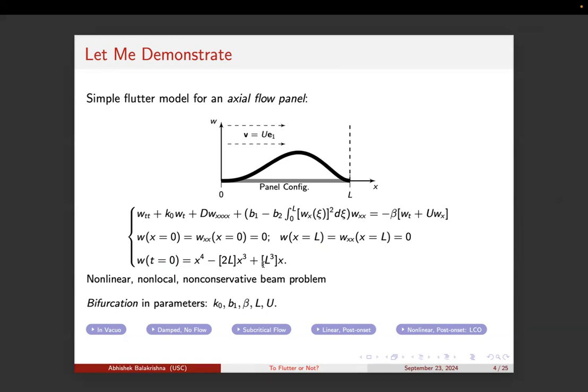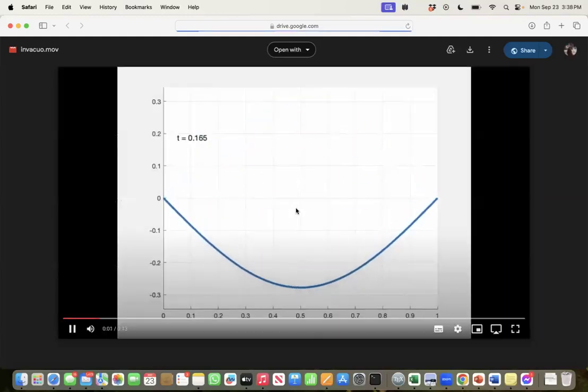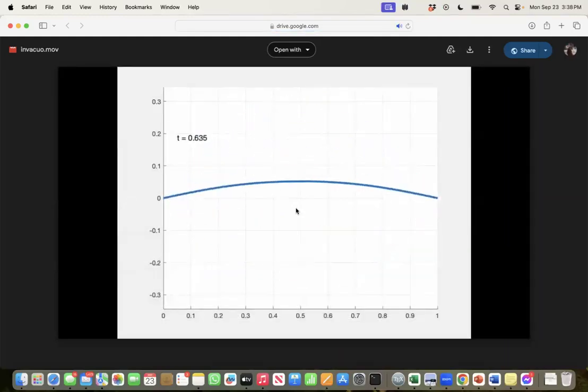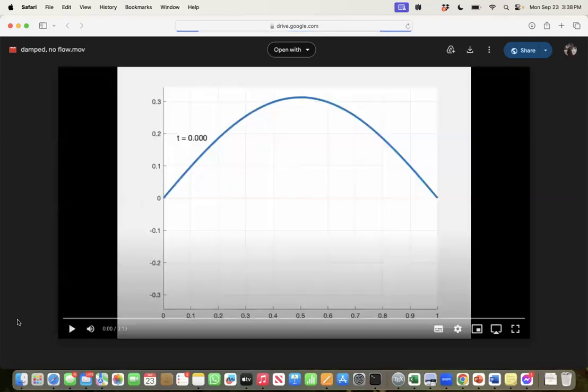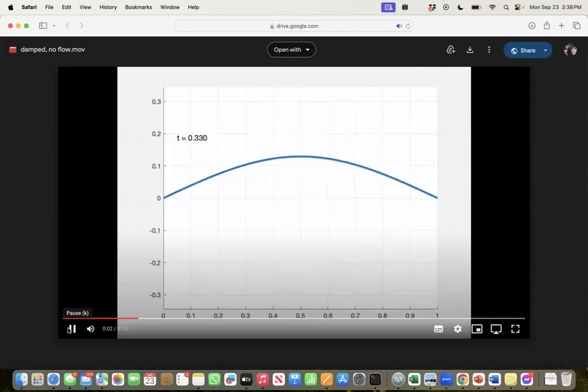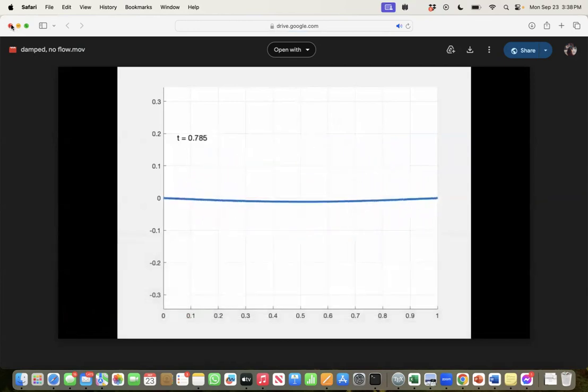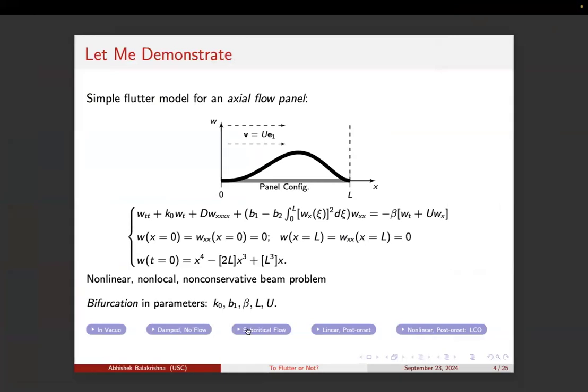We'll put together the behavior of this model piece by piece. First, let's say we don't have the damping, we don't have nonlinearity, we don't have flow. Just in vacuum, what does the system do? If I plug in these initial conditions, I'll just see oscillations, and they don't die out, since there's no damping. Now when I introduce damping, we see what we expect, which is that the oscillations start and slowly die out.